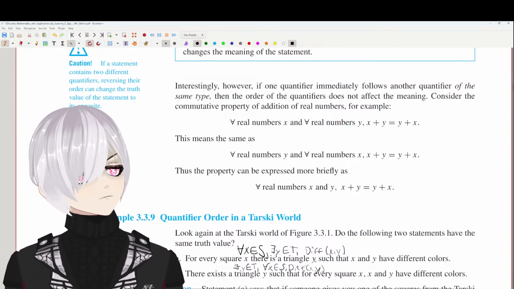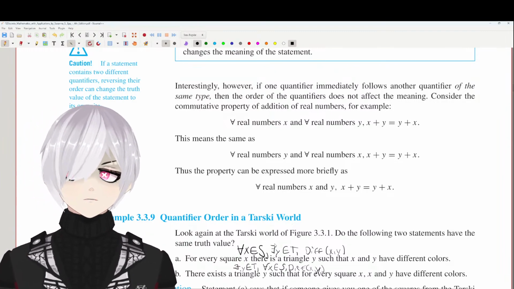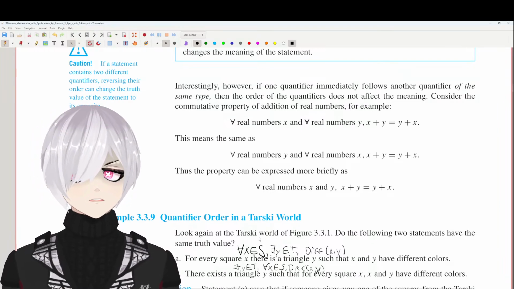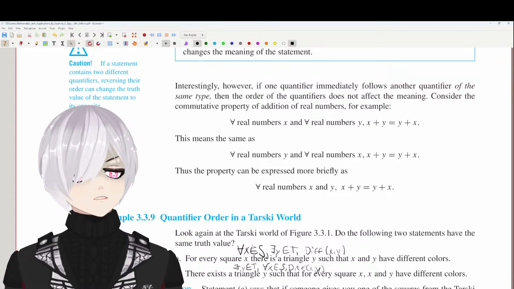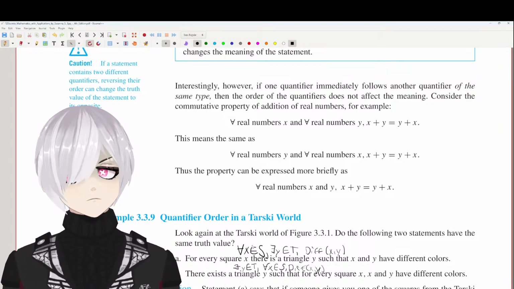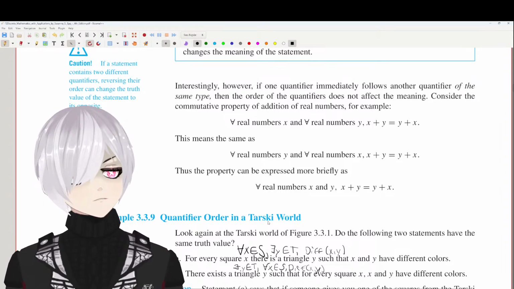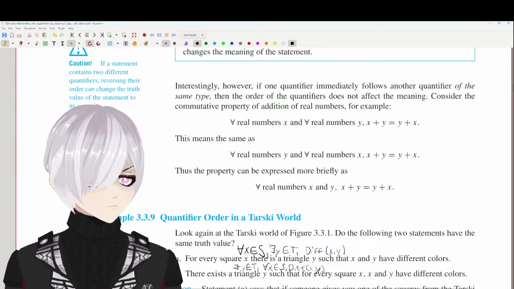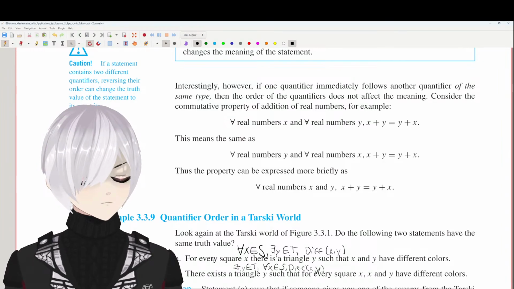Let's see. So my question is, I think obviously in a perfect world, these two have different truth values, but in some particular Tarski world, maybe they would both be true. Let's see if that's possible though.